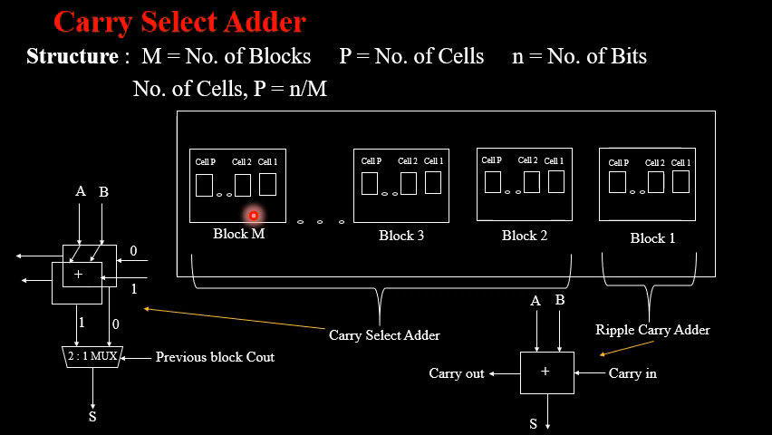Suppose in exam they have mentioned the number of bits as well as the number of blocks required for a particular carry select adder, and you are supposed to design that particular number of bit element, then you are supposed to calculate the number of cells first. Or if the number of cells is known and number of bits is known, you are going to calculate the number of blocks, or any other way, whichever parameter is given, according to that you are going to calculate the unknown parameter. So you will be obtaining all these parameters M, P and N, then you can design this particular structure.